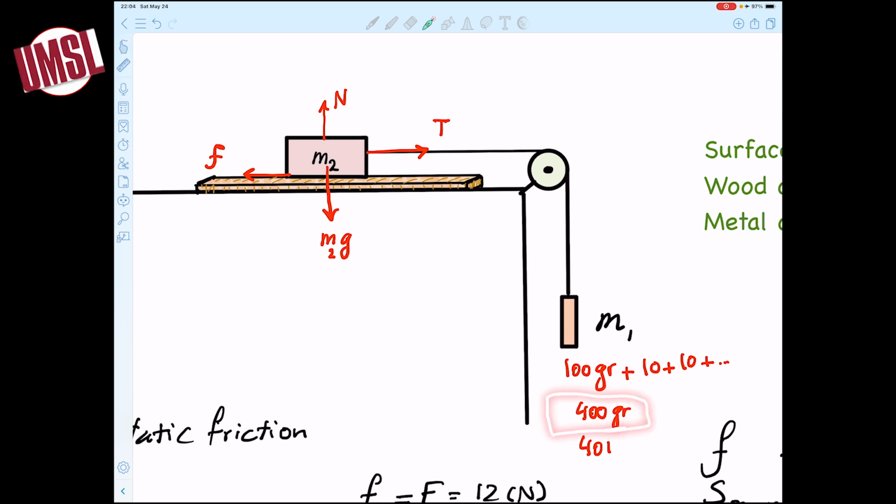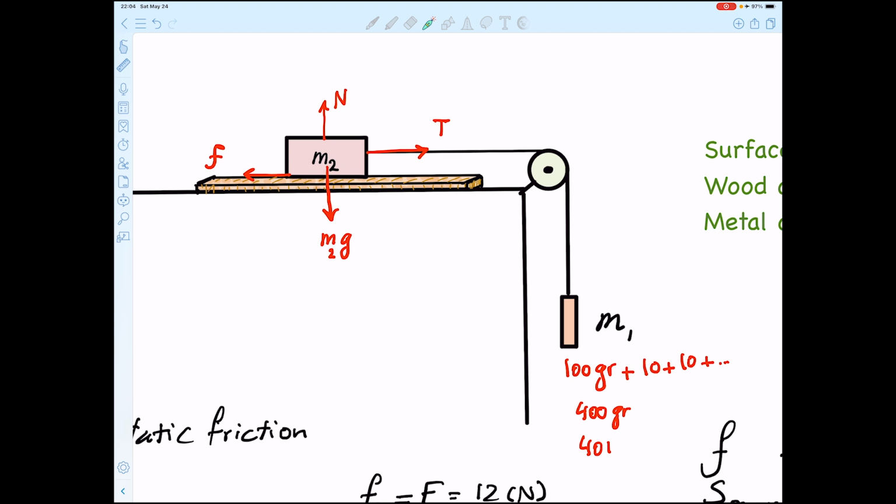Okay? So this 400 hanging mass here, with that 400 hanging mass hanging, you see that the object M2, the box or the block, is about to move. It's not moving yet. I put emphasis on it. It's not moving yet, okay? So that 400 is the amount of hanging mass you need here so that your object is about to move. If you add a little bit more mass to the hanging mass, then the system will move, okay?